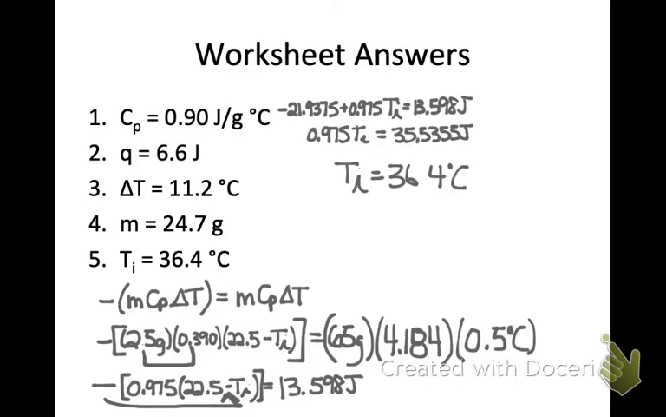You could follow the units all the way through there. They do work out, but just to save time and space, I kept some of the units out. But you should get degrees C if you follow the units through. So that's how we solved number 5. That was the challenge problem on the worksheet.